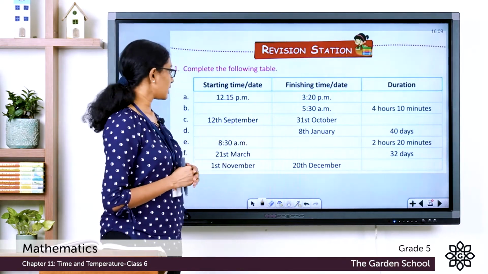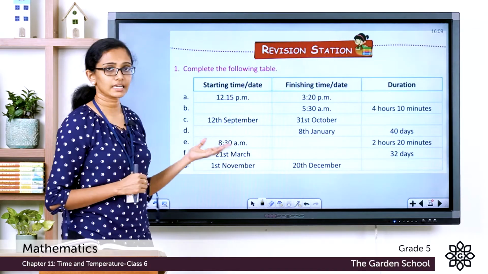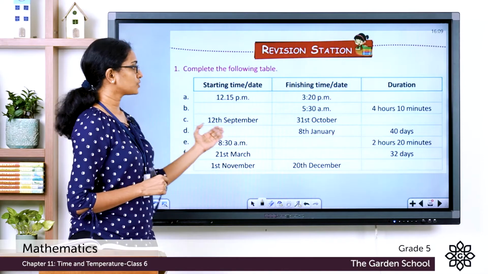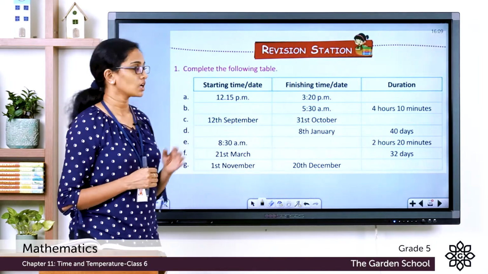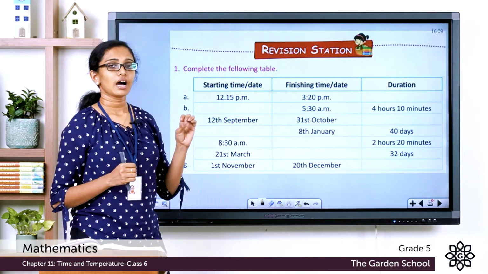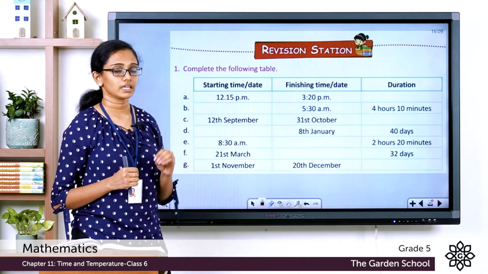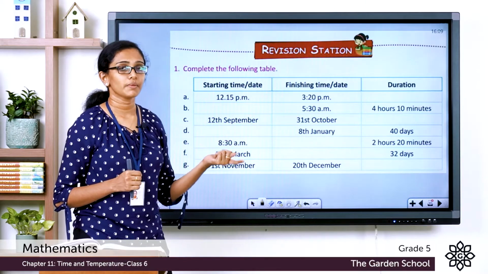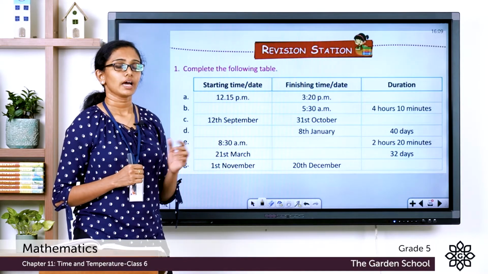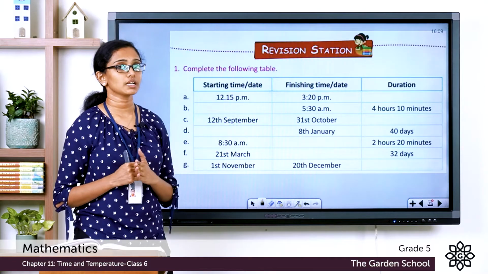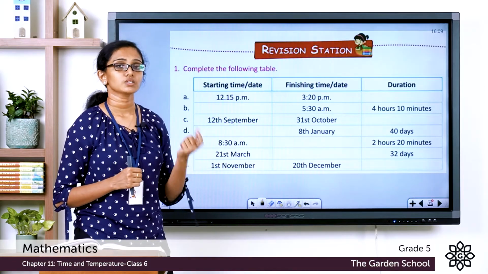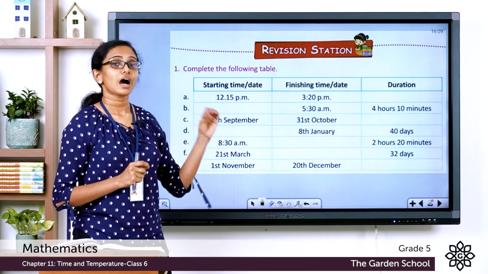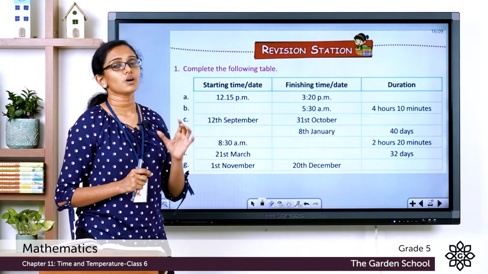The third one, the starting date is given as 12th September and the finishing date is 31st October, and you have to find the duration between these 2 months. For this, remember how many days are there in each month of the year. You can just think of the rhyme: 30 days has September, April, June and November. And February has 28 days except in leap years, in which it has 29 days. Just keep that in mind and it will be easy to find out how many days are there in each month of a year.